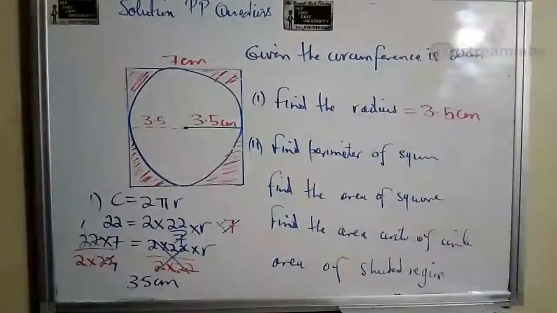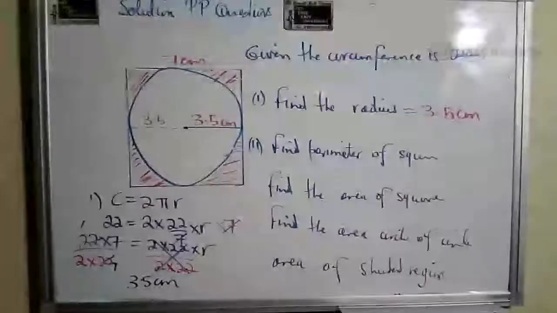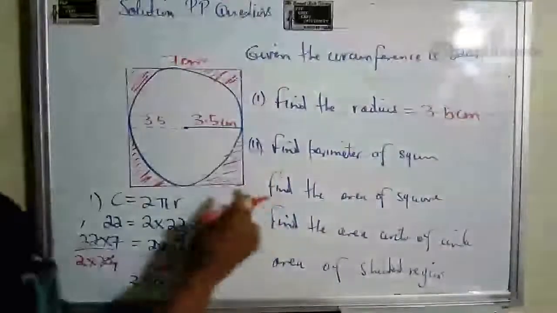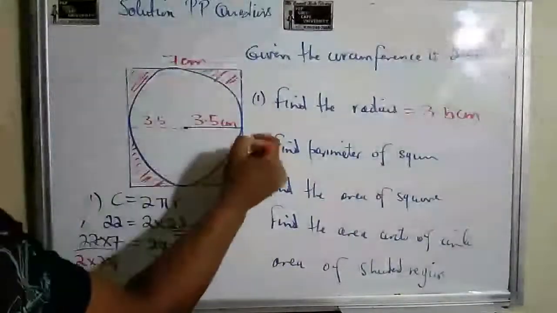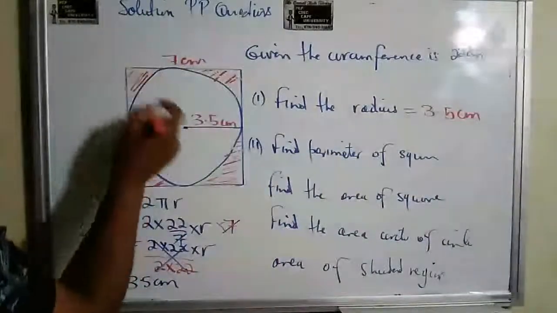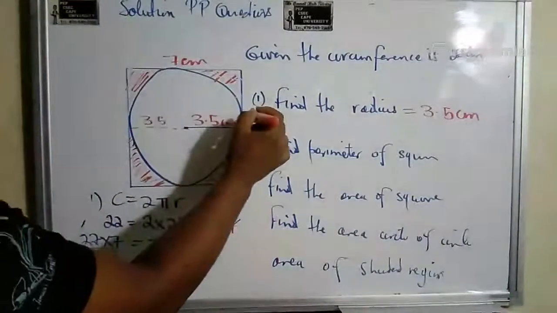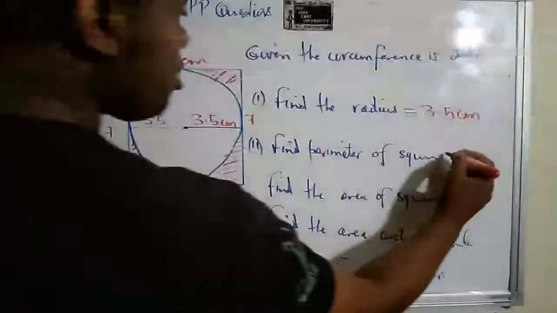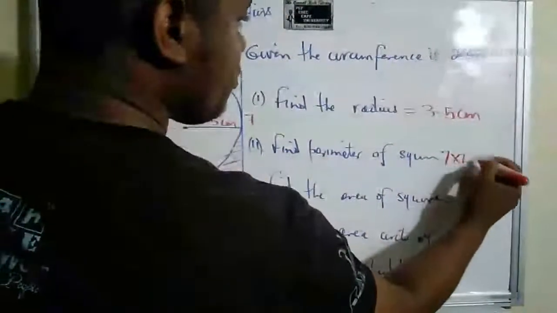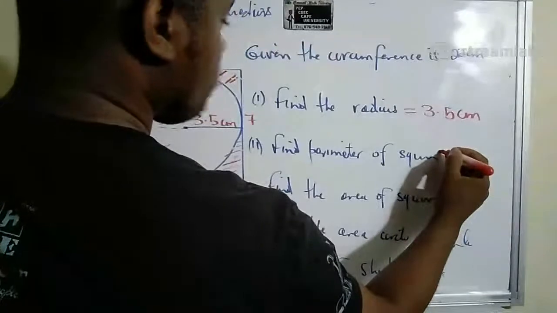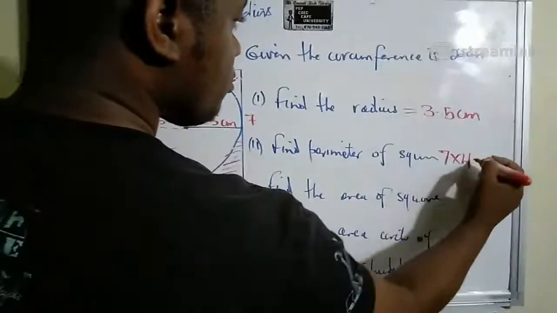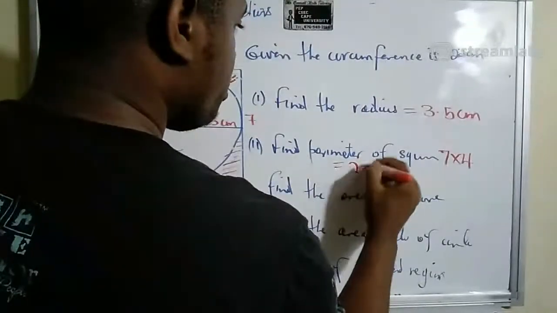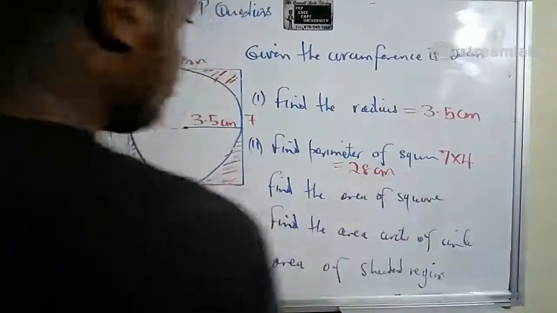So let us look at the perimeter. We can just say all sides are equal, right? Obviously, all sides are equal because it's a square. So 7, we can just say 7 times 4. That gives us 28 centimeters.